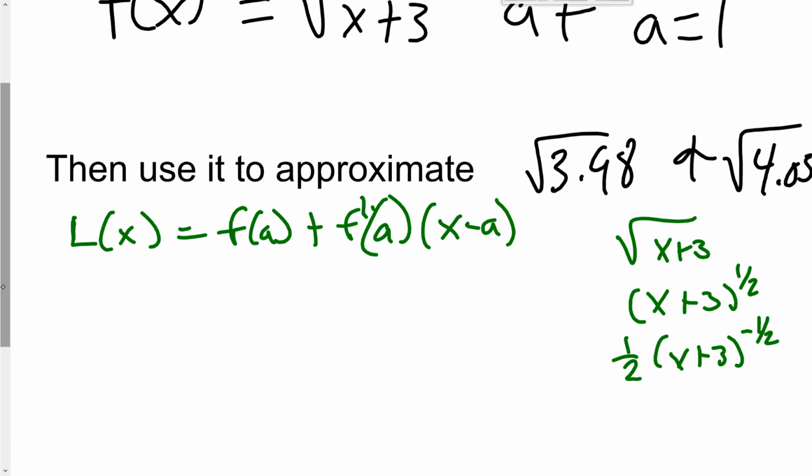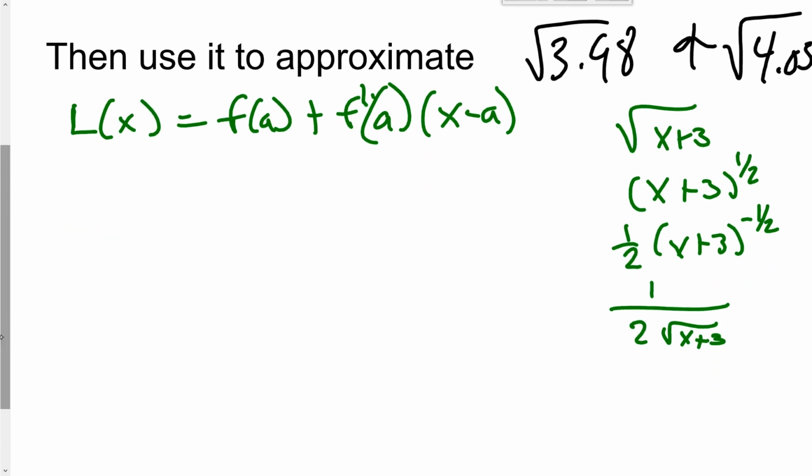And now I could go ahead and rewrite that. Half power is a square root, and a negative half power is just bringing it to the denominator. Okay, and now I can plug in my a, which is 1, or my x. So plugging in 1, that's 4. Square root 4 is 2. So we get 2 times 2 on bottom, so we get 1/4. So my f prime of my a, which is 1, equals 1/4.